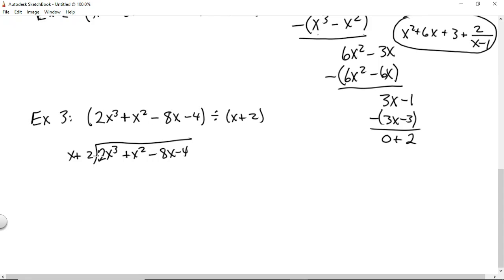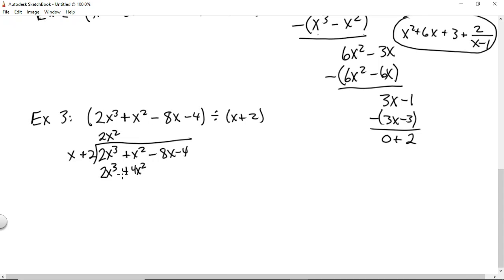Okay, so write that a little better. We say, how many times does that x go into 2x cubed? Well, this time it's not just x, it's going to be 2 times something, right? 2x squared should work. So we write the 2x squared, and then we multiply that by the x plus 2, and so 2x squared times x is 2x cubed. Okay, it matches what's right above it, so that's good. 2x squared times 2 is 4x squared.